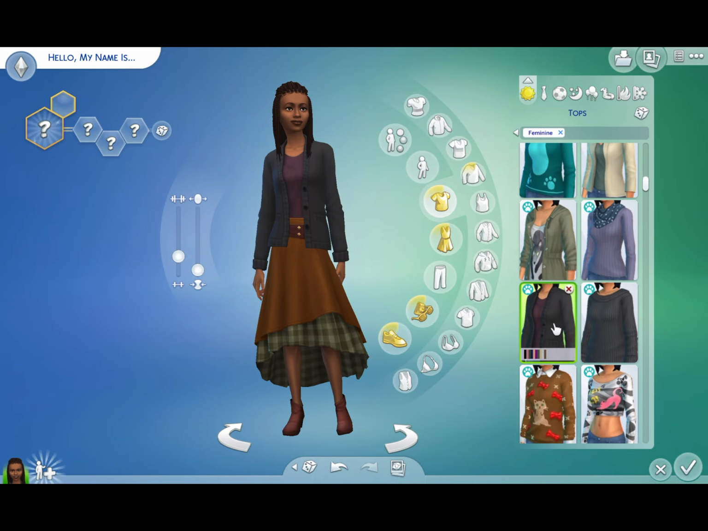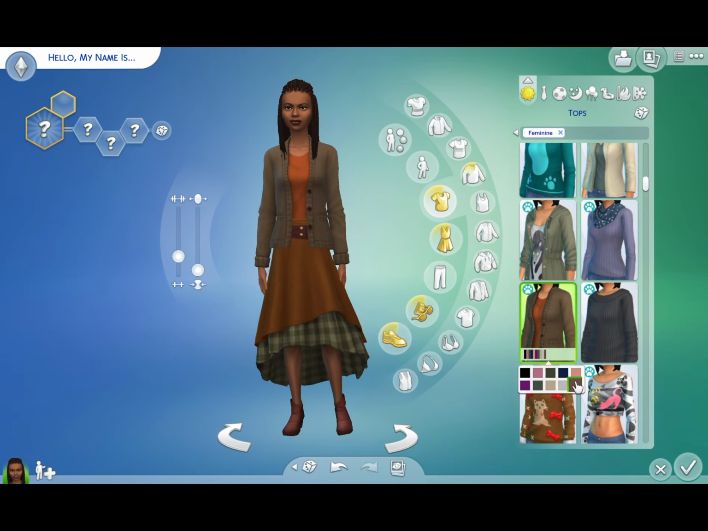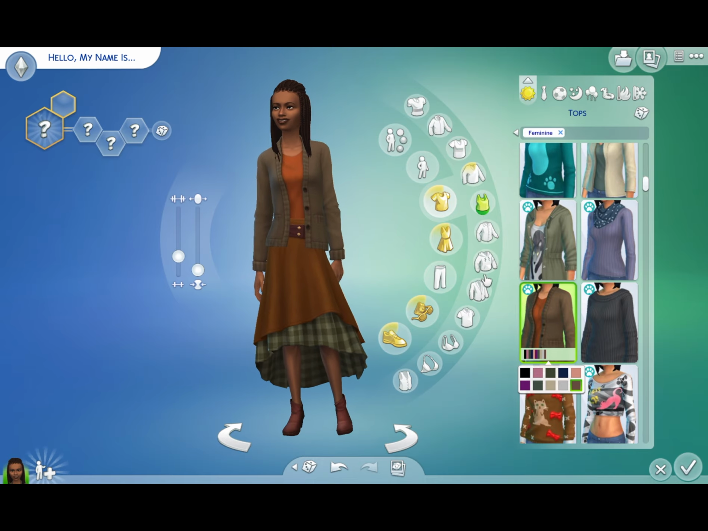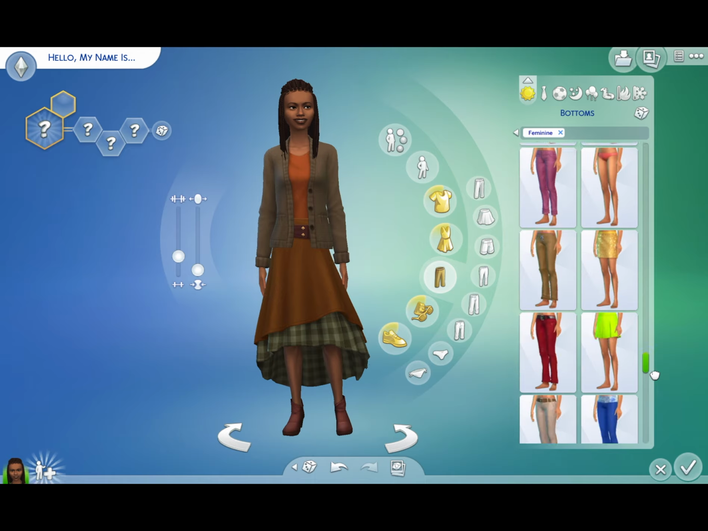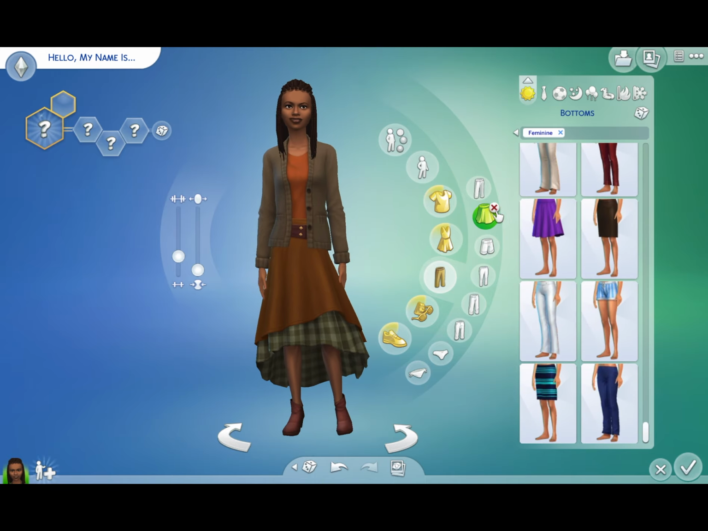And here I am just trying to pick out her regular everyday clothes that she would wear when she was helping out her stepsisters and her stepmom.